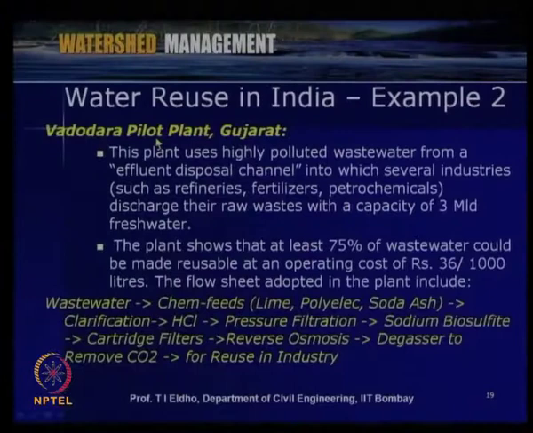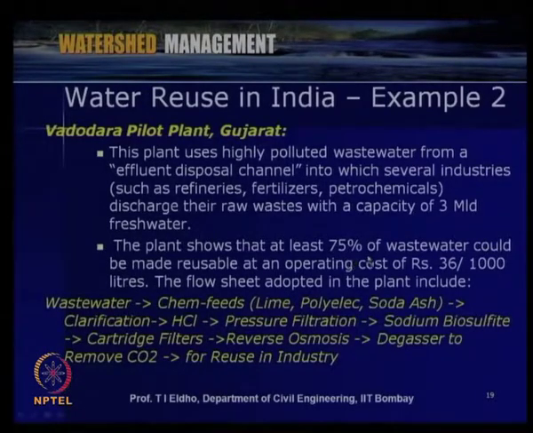So this is example 1, and the second example is the Vadodara pilot plant in Gujarat. This plant uses highly polluted wastewater from an effluent disposal channel into which several industries such as refineries, fertilizers, and petrochemicals discharge their raw waste, with a capacity of 3 million liters per day. They collect the wastewater from a nala, a waste disposal channel, and directly give it appropriate treatments.